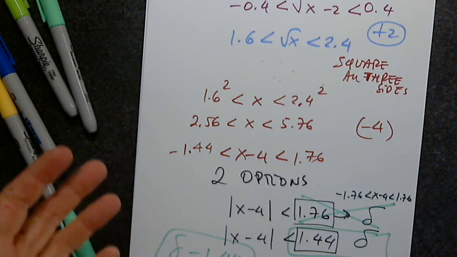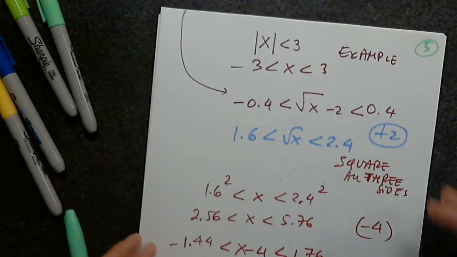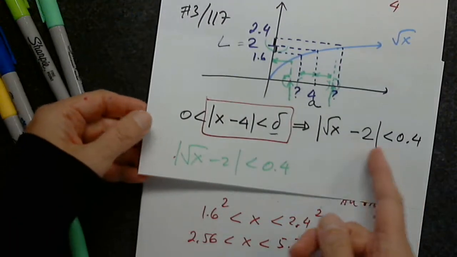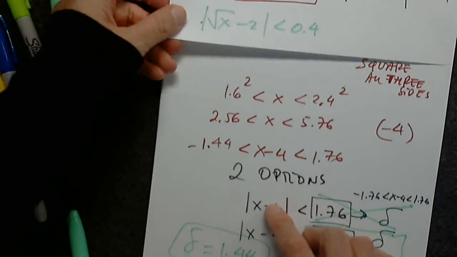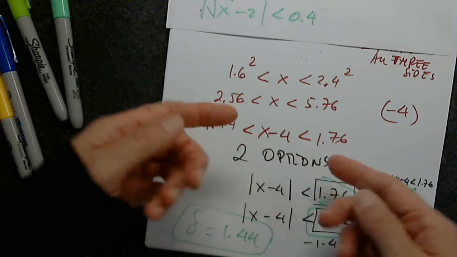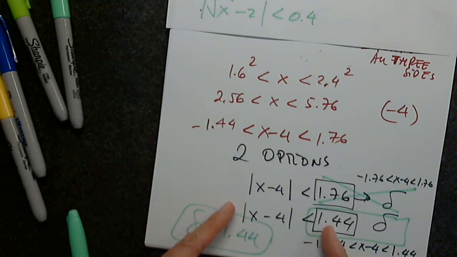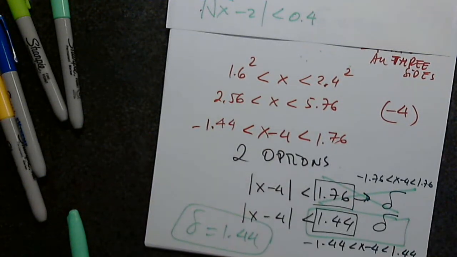As you see, the numerical example is a little bit more difficult than the precise definition. Why? Because I have to be able to solve this. Once I'm able to solve it, then I have to realize that in the middle I have to have the x minus 4. And then I have to change it back into an absolute value inequality in which I have to decide which one it is. It has to be the minimum of these two. And the minimum is 1.44. Any questions for me?